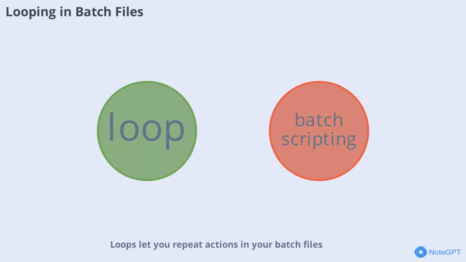Loops let you repeat actions in your batch files. The for command is commonly used for this. For example, for %f in (*.txt) do echo %f will display the name of every text file in the directory. Loops are essential for processing multiple files or automating repetitive tasks efficiently. Practice using loops to see how they can make your scripts more powerful.